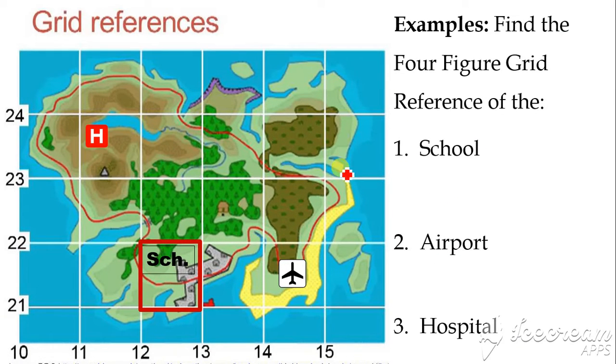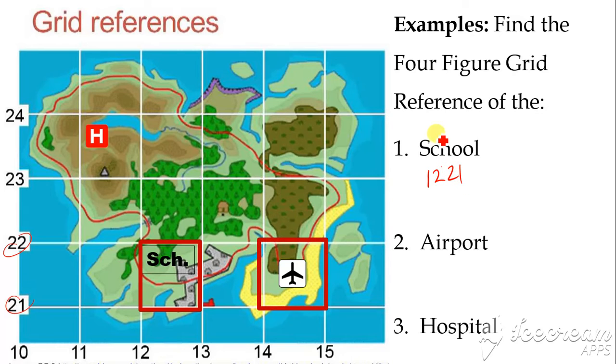Now let's look at some other examples to see how it works. For the school, we are working with 12 and 13 for eastern. Has it passed 13? No. Has it passed 12? Yes. So you write down 12. You're going to look at the northerns. We have 21 and 22. Has it passed 22? No. Has it passed 21? Yes.